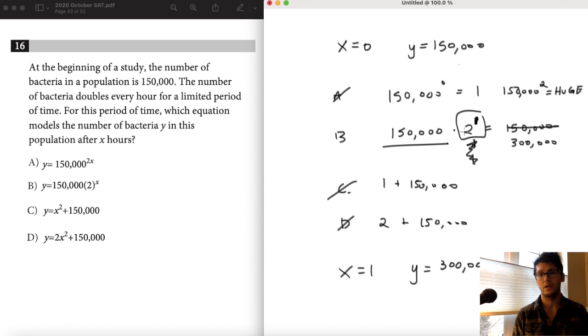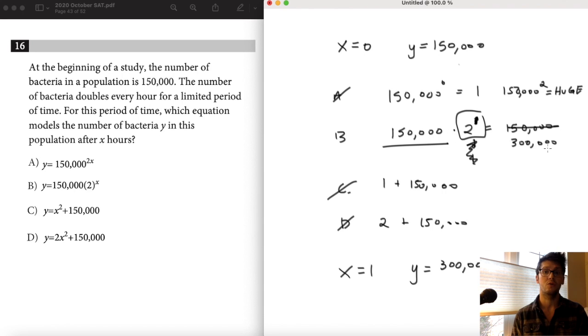150,000 times 2 to the 1 is 300,000. And then what this means, just so you understand this type of equation, is just how many times you want to multiply by 2. 0 times would give you 150,000. Do you want to multiply by 2 once? That would give you 300,000.